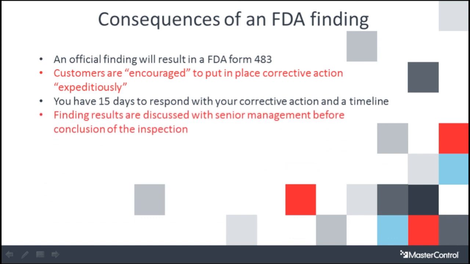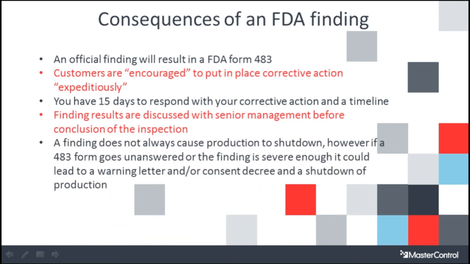And then the finding results are discussed with senior management before the conclusion of the inspection. So hopefully it's not them going up there and saying, hey, your master control system is not validated. You're going to be in big trouble. But they do discuss it with all senior management before they leave. And it does not always cause production to shut down. In fact, it rarely gets to that consent decree level. But if it's severe enough, it could get to a warning level status or a consent decree and shut down the production. Okay?